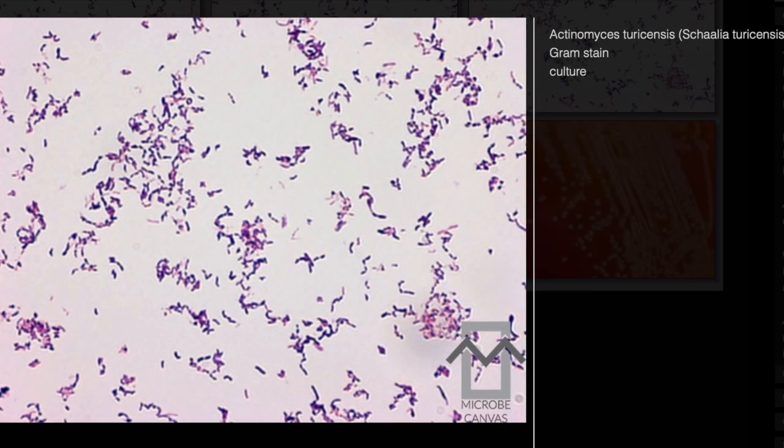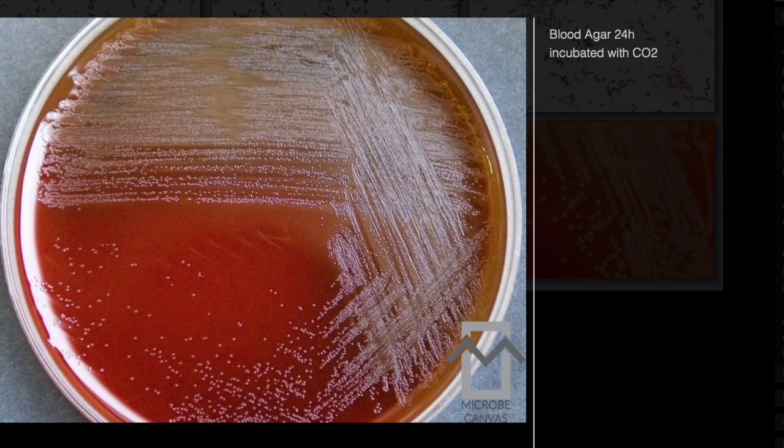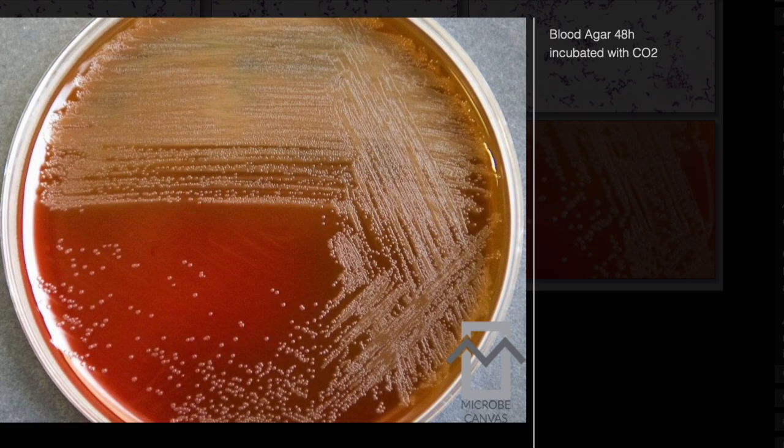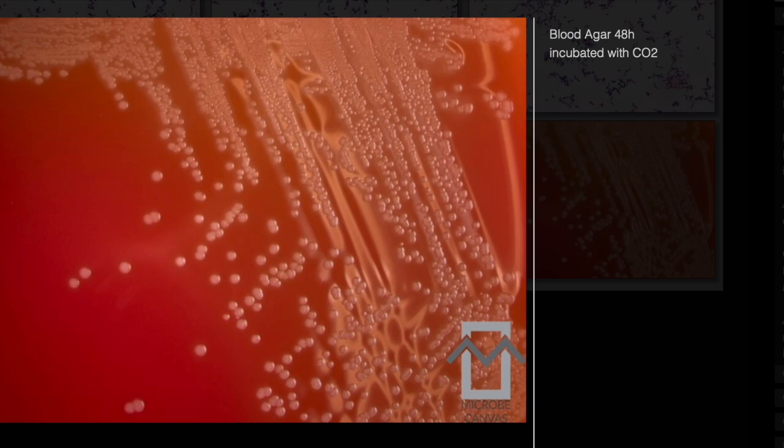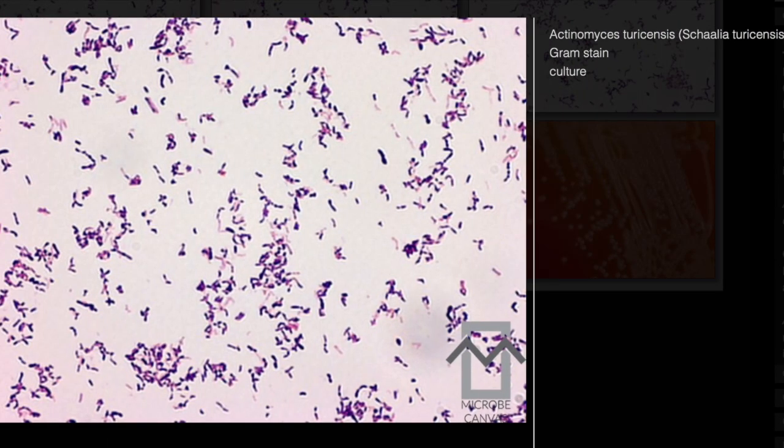Characteristics of Actinomyces turicensis. Gram-positive bacilli, meaning they retain the crystal violet stain in the gram staining protocol, appearing purple under a microscope. Medium bacilli, indicating their size falls within the medium range for rod-shaped bacteria. Growth both aerobic and anaerobic. Actinomyces turicensis can grow in the presence or absence of oxygen.